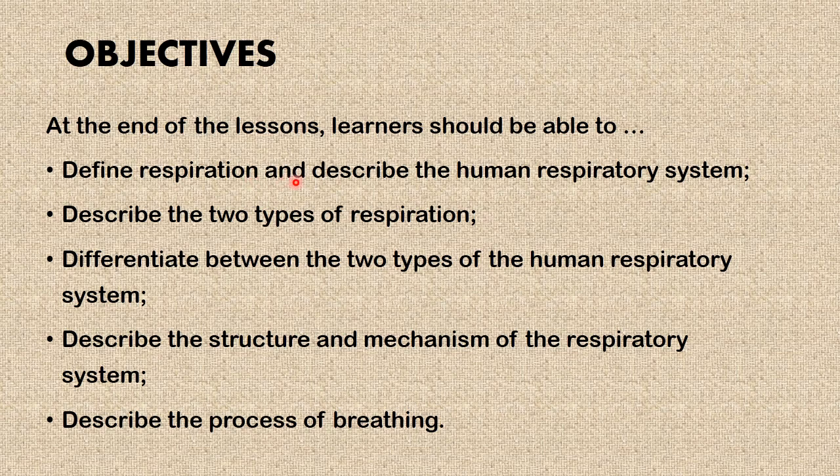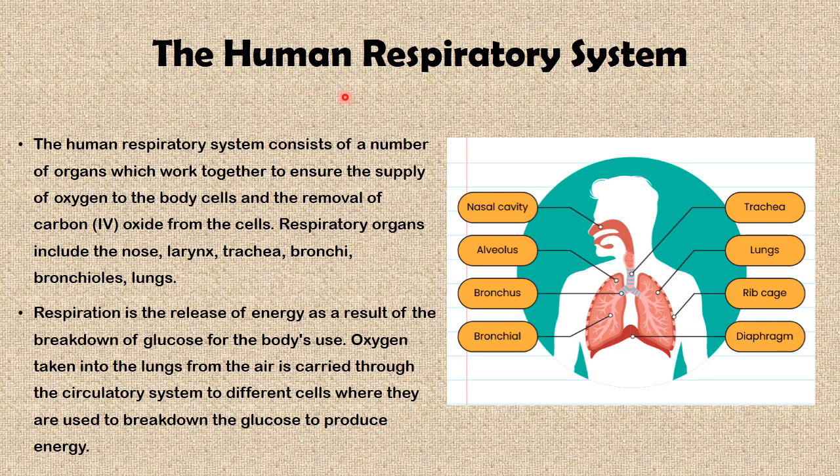Now the objectives of this lesson are to help learners define respiration and describe the human respiratory system, to help learners describe the two types of respiration, to help learners differentiate between the two types of respiration, to help learners describe the structure and mechanism of the respiratory system, and finally to describe the process of breathing. Now moving along, we'll be looking at the human respiratory system.